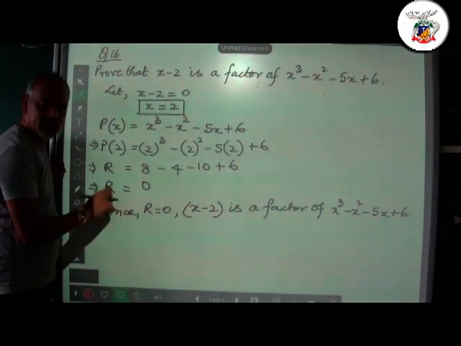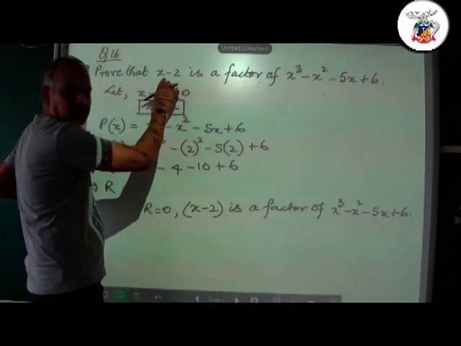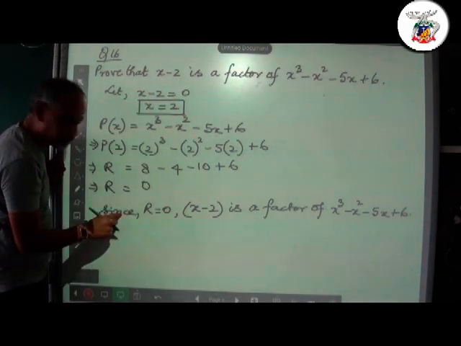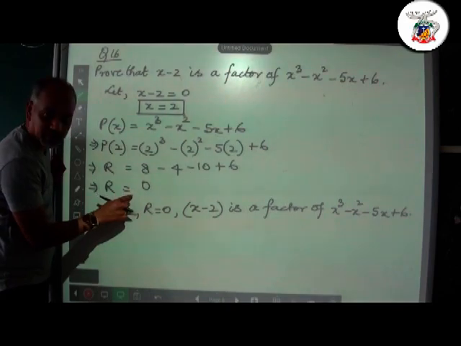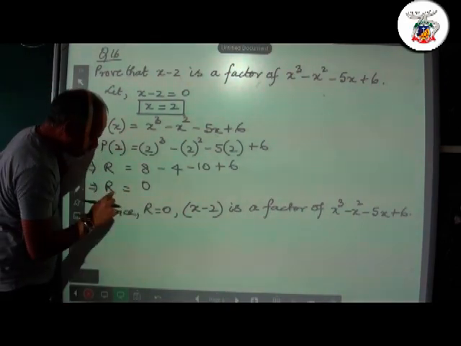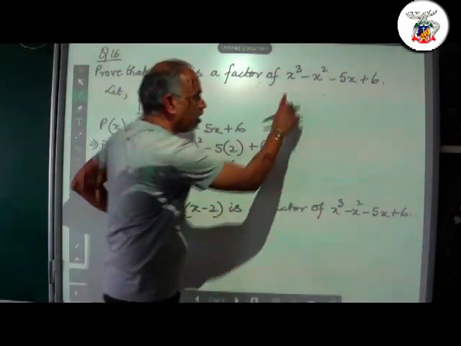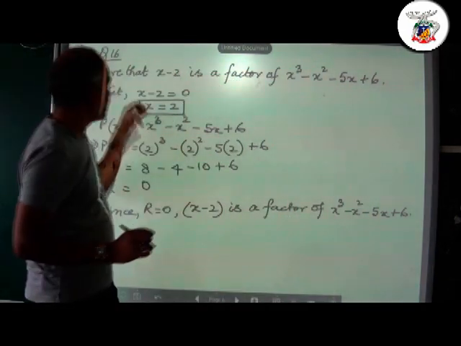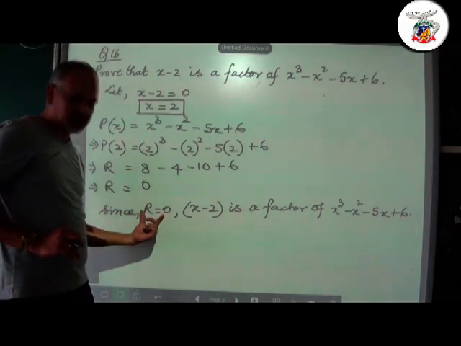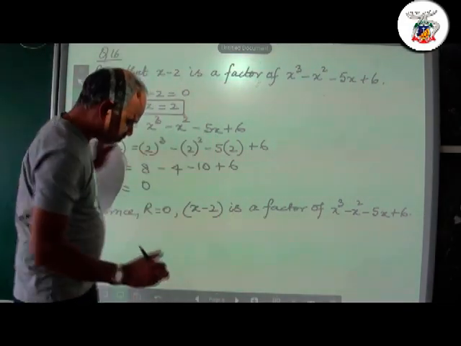Okay. Now that you know the remainder is 0, you can say something about x minus 2 using factor theorem. That is, x minus 2 becomes a factor because the remainder is 0. So I have written, since remainder equals 0, x minus 2 is a factor of this expression. Okay, that's what you need to prove in this question. So we got remainder is 0, therefore x minus 2 is a factor.